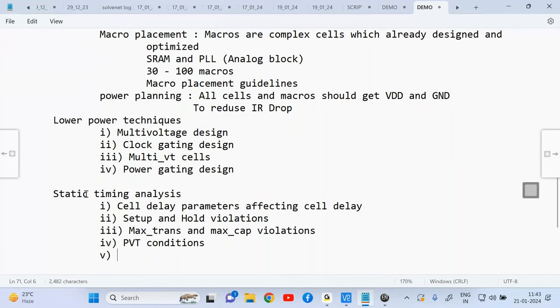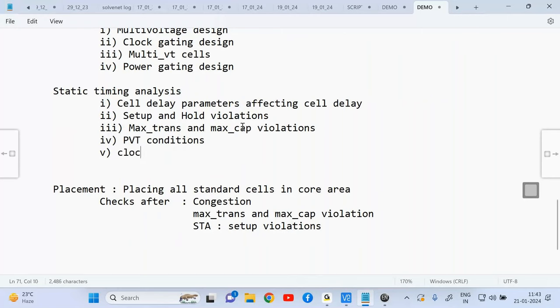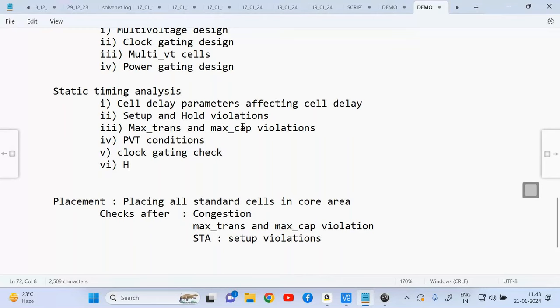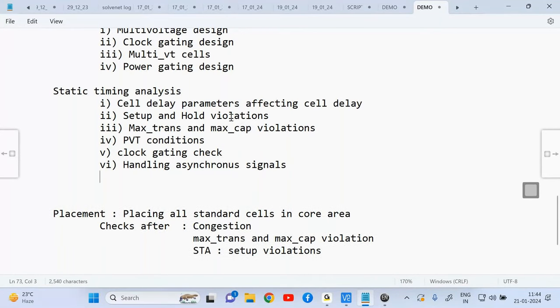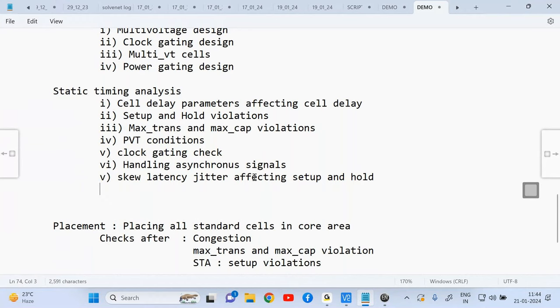So next we'll study clock gating check, handling asynchronous signals. We'll also study some clock parameters: what is skew, latency, jitter, and how they affect setup and hold. Skew, latency, jitter affecting setup and hold. Then handling in-to-reg and reg-to-out paths.